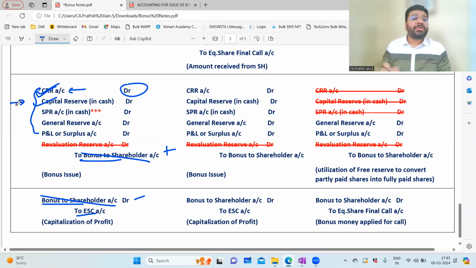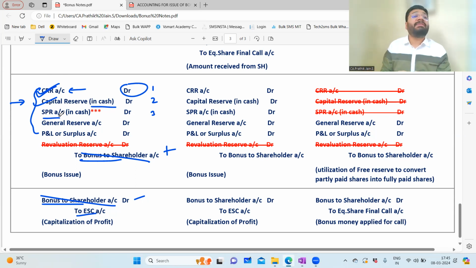So now the catch here is that if capital reserve is given in the question, only if it is realized in cash can you consider such capital reserve. If any capital reserve is created where cash is not collected, then that capital reserve is not to be used for the purpose of issue of bonus shares. So first rank is CRR, second rank is capital reserve, and third is security premium reserve.